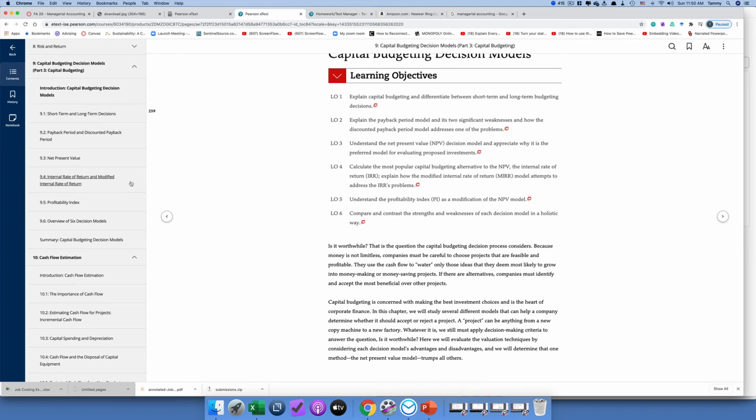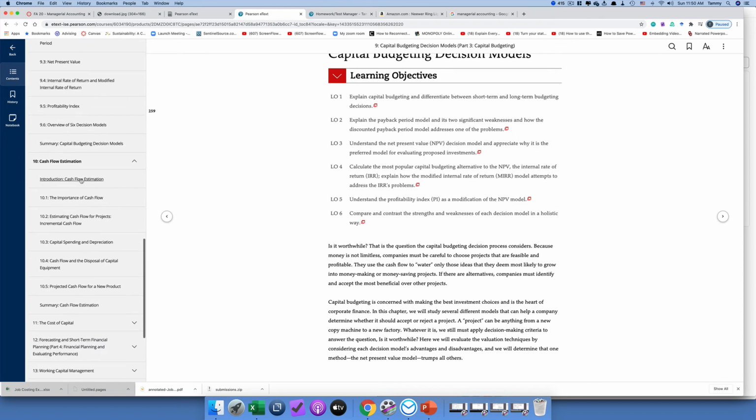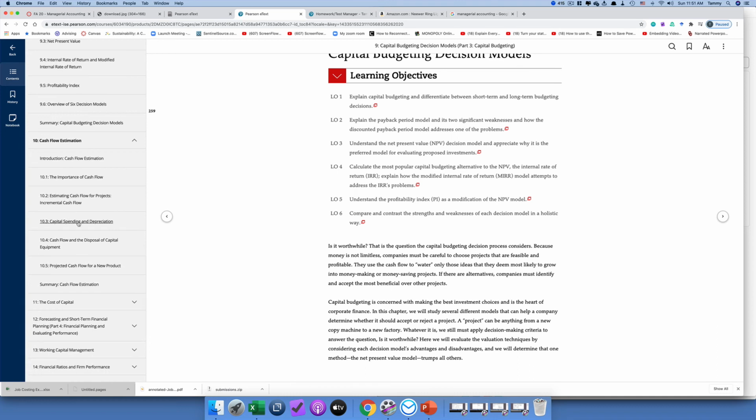And then we're going to kind of skip down to chapter 10 and talk about estimating cash flows, which is not as simple as it sounds. And in particular, we're going to look at why we care about cash flow, which was addressed at the beginning in chapter 2. We are going to look at figuring out our cash flows. We are going to look at the effects of depreciation on capital investment decisions. And we're going to briefly touch on the question of disposing of capital equipment. But again, this is probably more detail than you actually need right now.